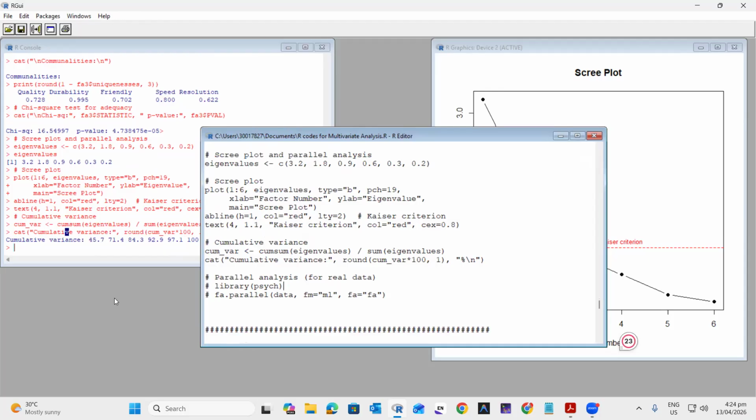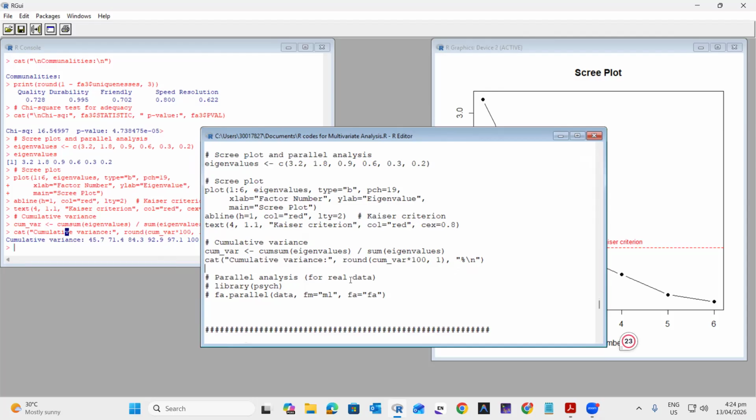So the first factor explains 45.7% of the variance, the first two factors explain 71.4%, and the first three explain 84.3%. So here, two factors already explain a large share of the total variance. Okay, so that is your cumulative variance.